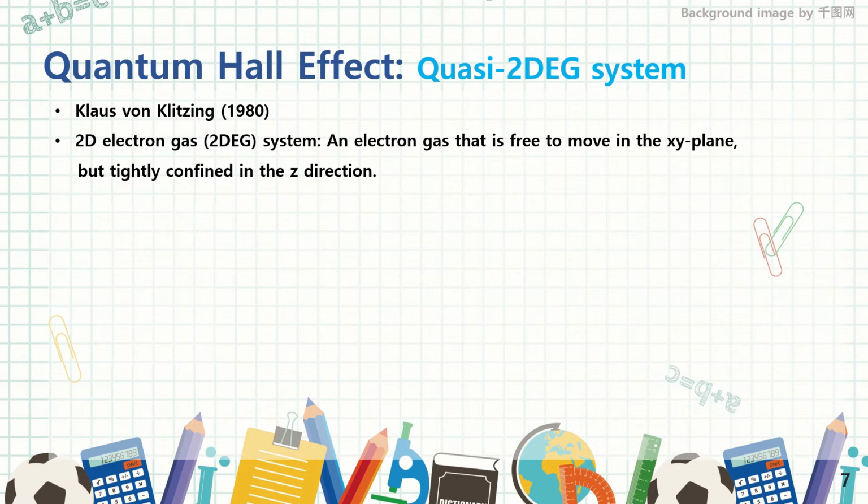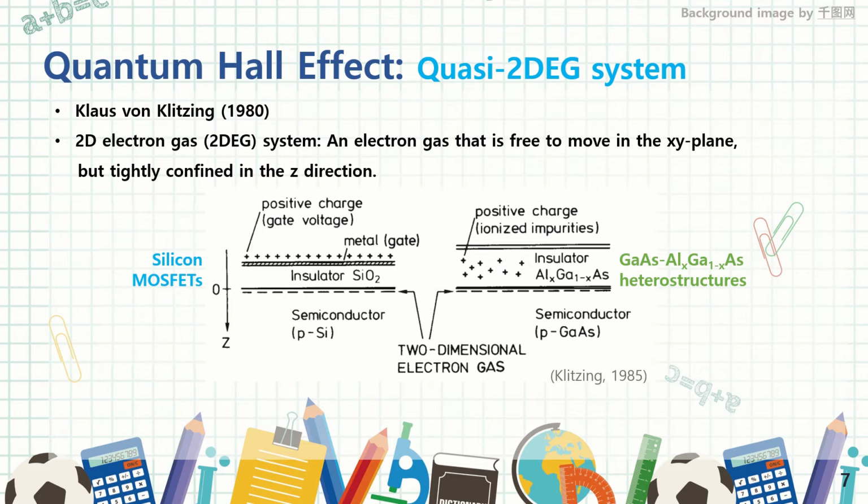The 2DEG system is a scientific model of an electron gas that is free to move in a 2D plane, but tightly confined in the z direction. This system can be formed at a semiconductor surface, as in the case of silicon MOSFETs and the gallium arsenide, aluminum gallium arsenide heterostructures on the right. As you may notice, although this structure can be much thinner than the semiconductor piece that we used in the classical experiment, it still has active regions for electron conduction that are hundreds of atoms thick. So this system is often regarded as a quasi-2DEG system instead.